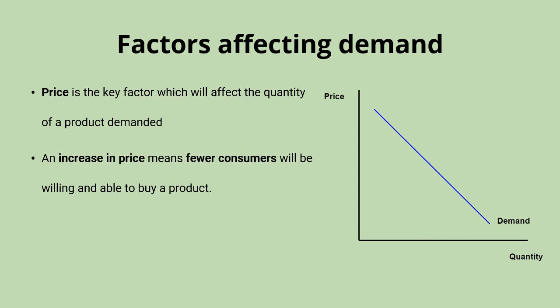And what we find is that an increase in price means that fewer consumers will be willing and able to buy a product. And so we get this downward sloping demand curve. As price increases, we see a decrease in the quantity demanded, whereas as price decreases, we see an increase in the quantity demanded along that downward sloping demand curve.